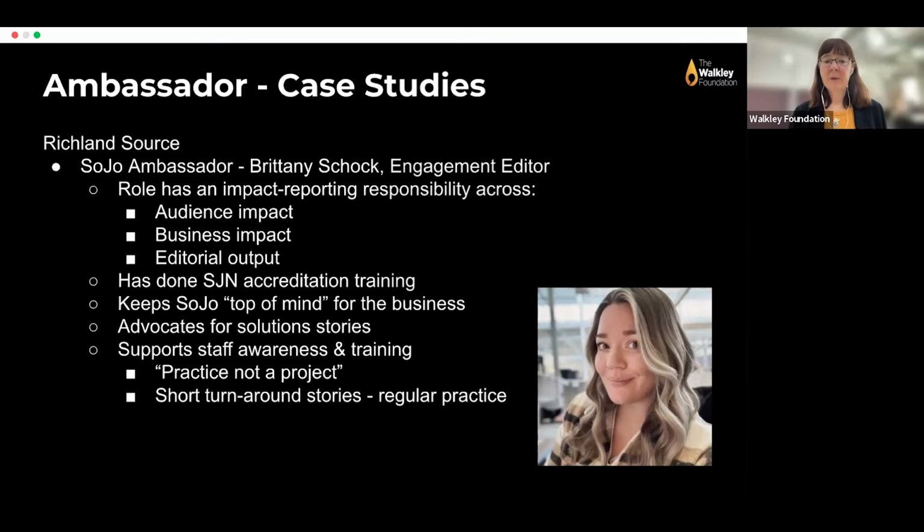She advocates for solution stories because we are trying to break habits. And she supports staff awareness and training so that it's practice, not a project. And they're beginning to think about how do we do this on short turnaround stories, which are harder. But the view there is that practice will make perfect, or at least closer to perfect.